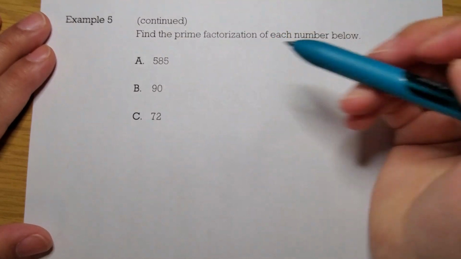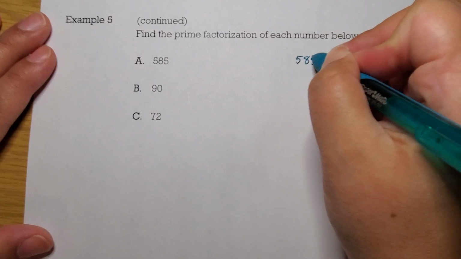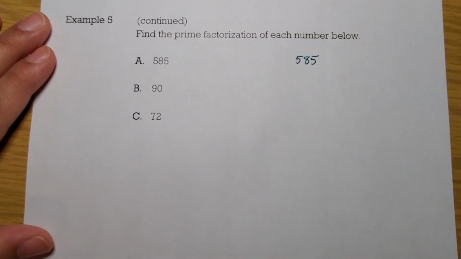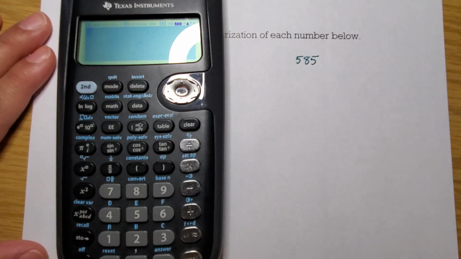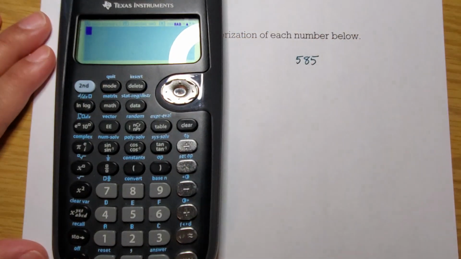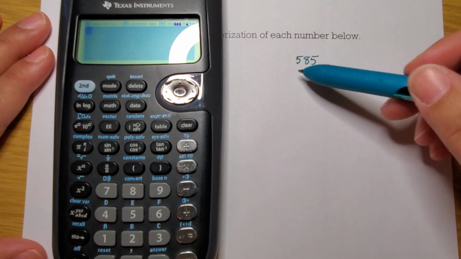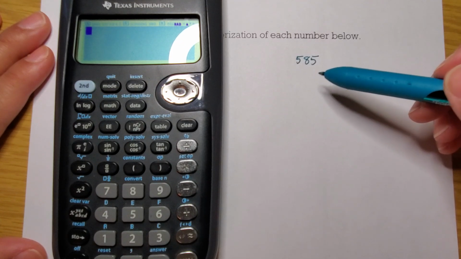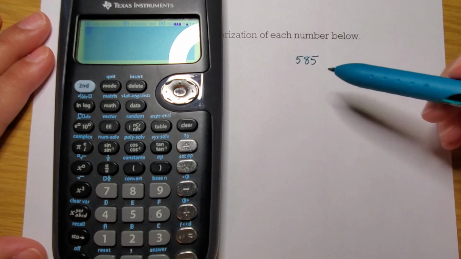I'm going to start out with 585 first. So I'm going to write that here to start out with. And I'm going to grab my calculator. So in order to make a factor tree to find a prime factorization, what we are going to do is keep dividing factors out of 585. So we're going to keep breaking it down until we can't break anything down anymore.